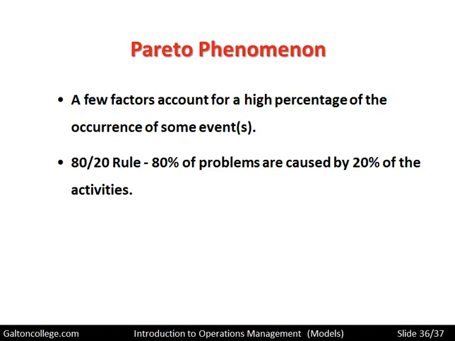failures in the system. And Alfredo Pareto, an Italian economist back in the 1930s, came up with this idea of the 80-20 rule. 80% of problems are caused by 20% of activities. So sometimes operations management are looking for a small set of activities which can cause a lot of problems. This is known as the 80-20 rule. Again, modeling is very useful in this case.